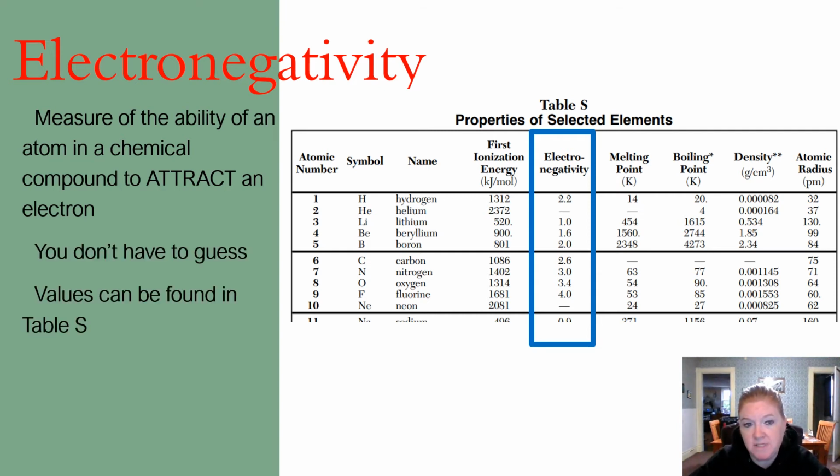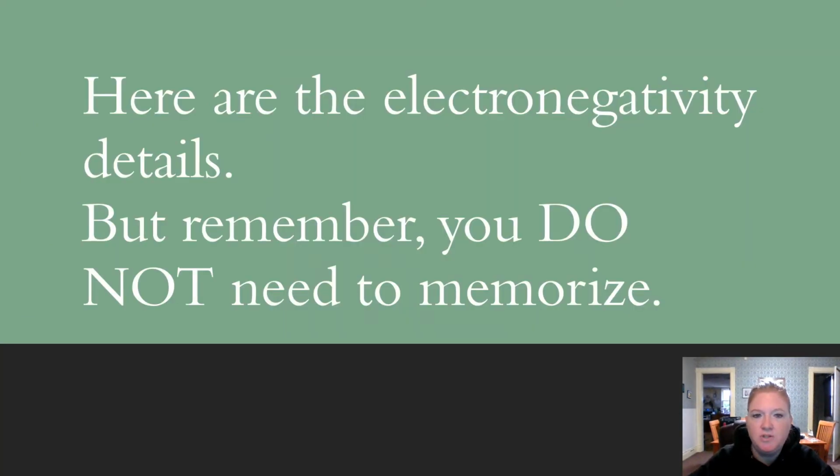So again, you don't have to guess. The values are found in table S. It does help if you have an idea and if you do remember some of it, but again, you don't have to focus on memorizing values for sure. But trends, it's good to have an idea. So here are the electronegativity details. Remember, you don't have to memorize.